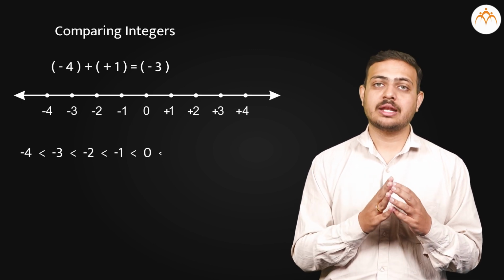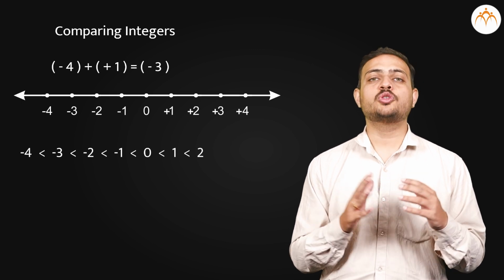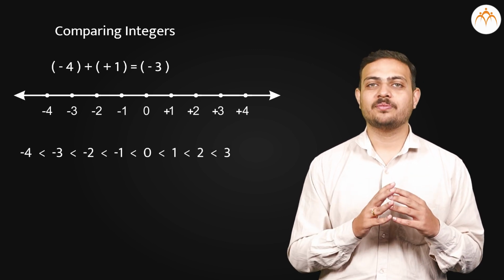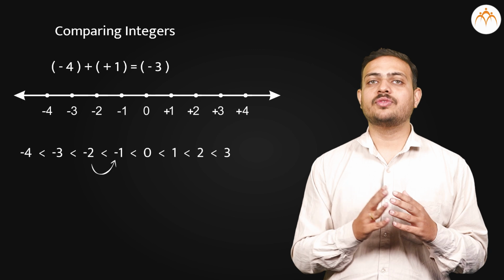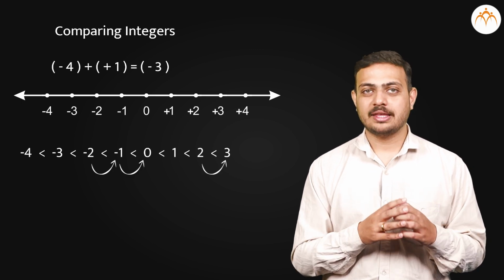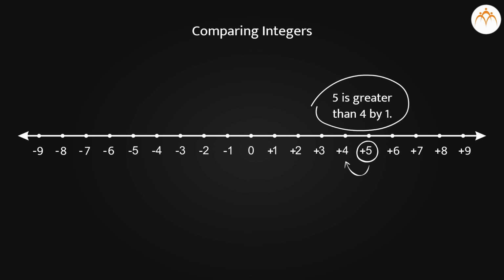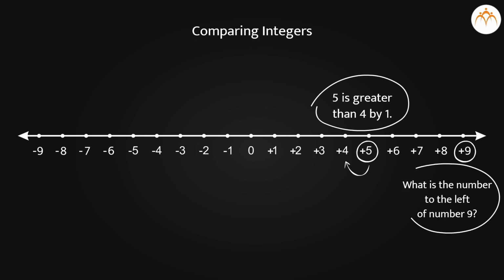0 is smaller than +1. +1 is smaller than +2. +2 is smaller than +3. Every number on the right side of the number line is greater than its preceding number by 1. Example, take the number 5. To its left is number 4. 5 is greater than 4 by 1. Now see number 9. What is the number to the left of number 9? By how much is number 9 greater than this number?